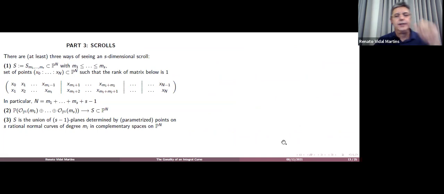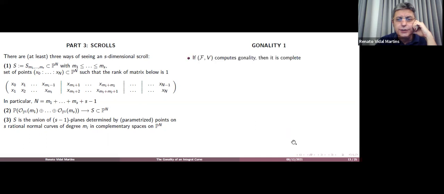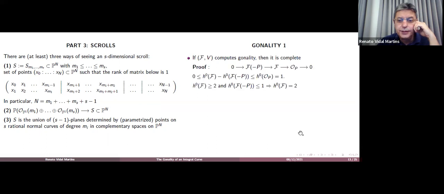So now we're gonna talk about our work with Steve. The interesting thing is that here nothing's for free. Even for gonality 1, it's not that immediate that gonality 1 implies that the curve is P^1. We start by a result that if a linear series computes gonality, then it is complete. Here is the proof.